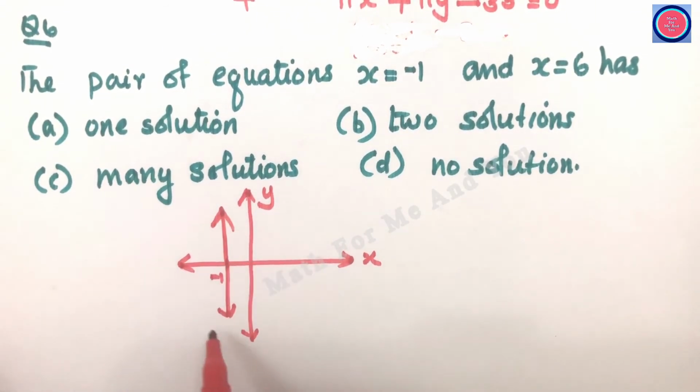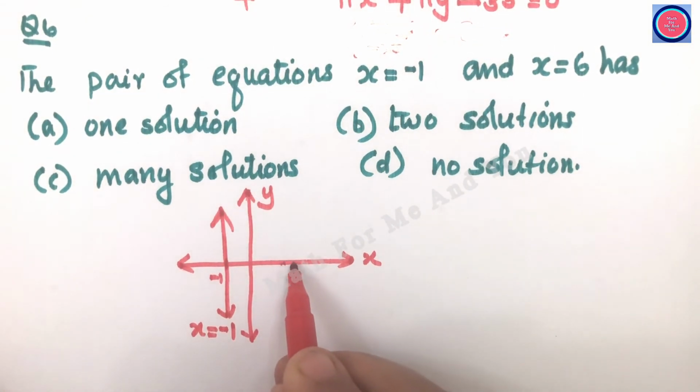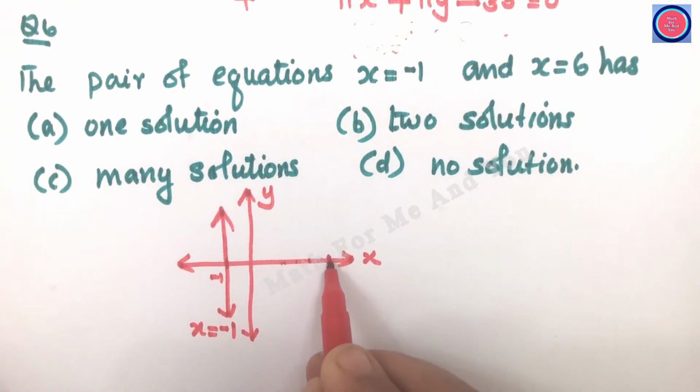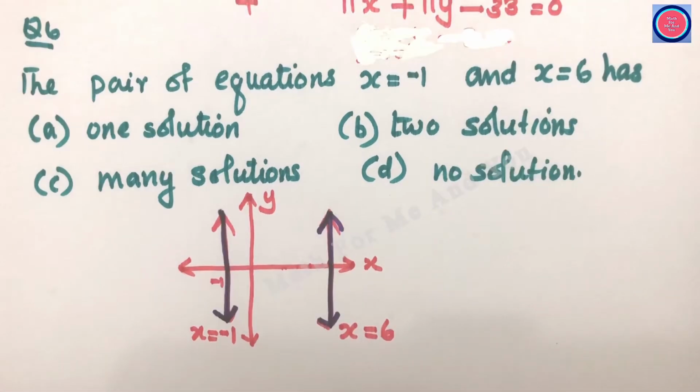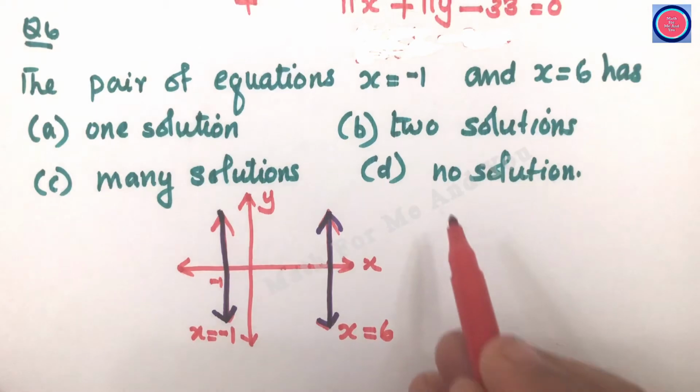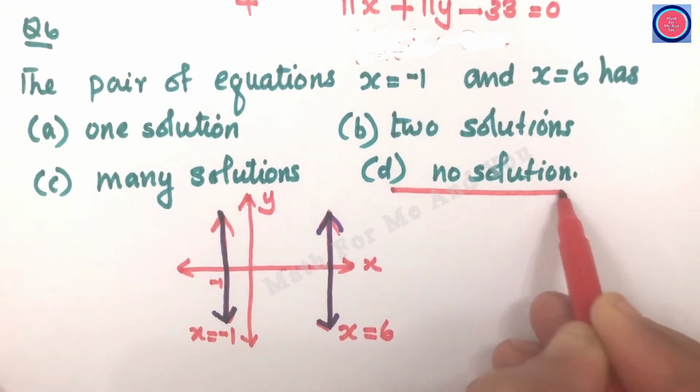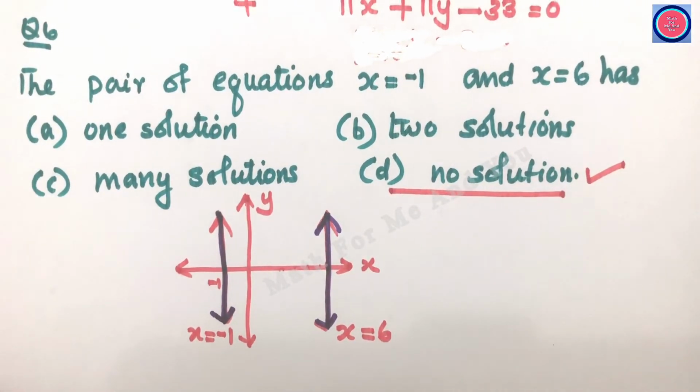To the right side of the x-axis take 6 equal distances and mark the point 6. Through this point draw a line so that we are getting the line x equals 6. Now look at these two lines. What type of lines are they? They are parallel. Parallel means they have no solution. So option D, no solution, is the correct answer.